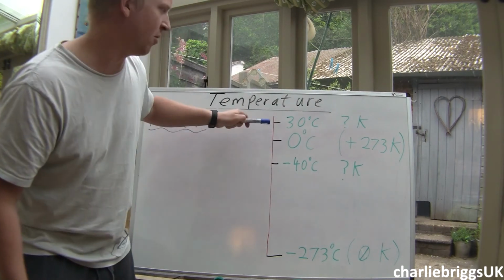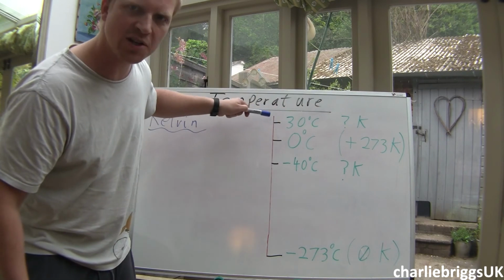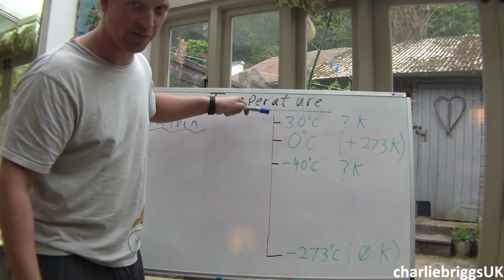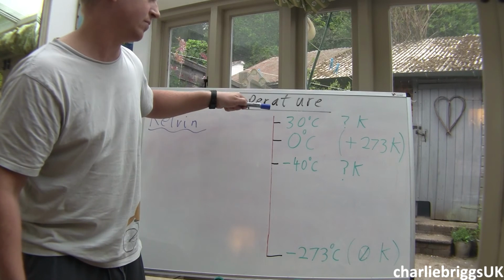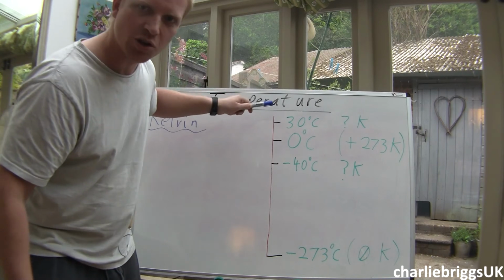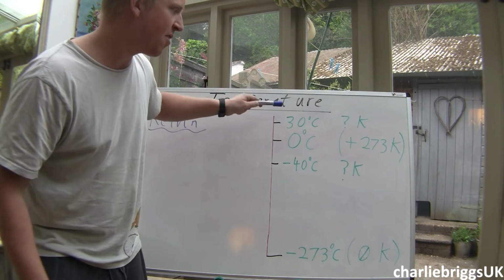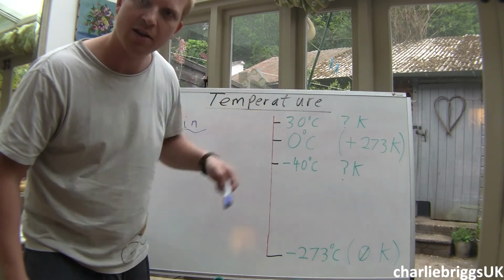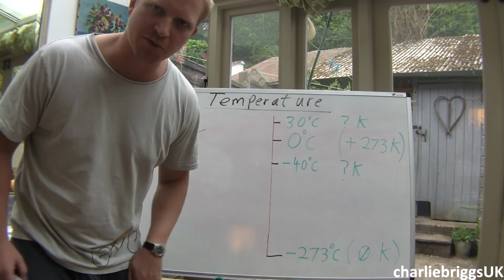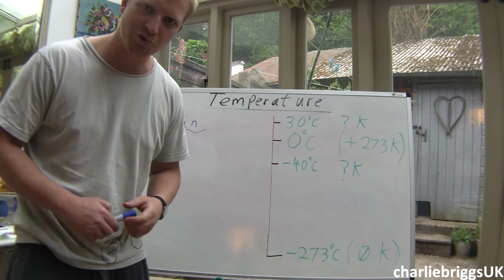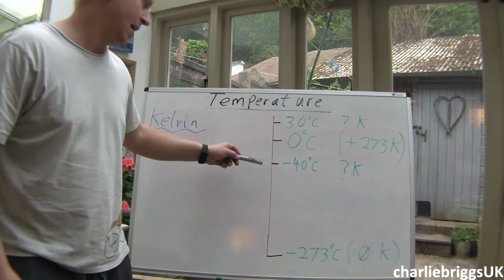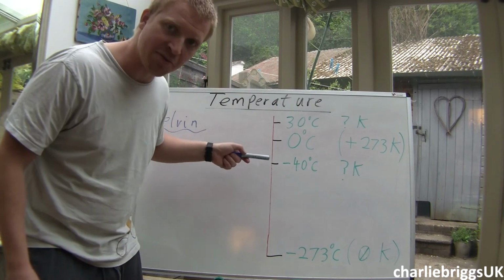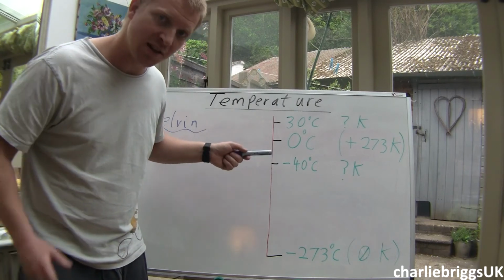So for example, what is 30 degrees Celsius in Kelvin? Well, you just add 30 to 273. So you get 303 Kelvin. Pretty easy, right? How about negative 40 degrees Celsius in Kelvin?